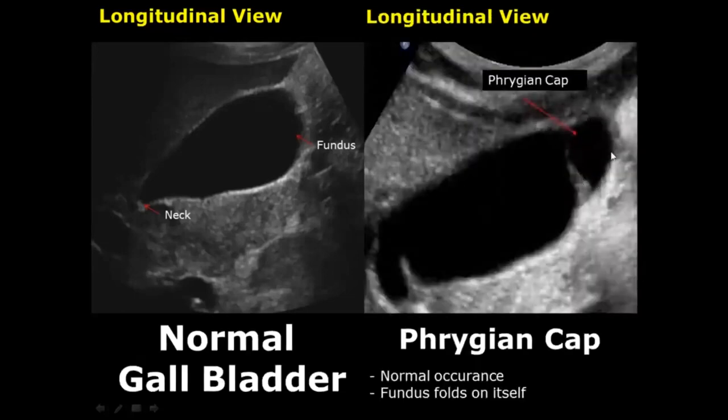The Phrygian cap is a normal occurrence in the gallbladder in which the fundus will fold on itself. It is not a disease, but just an occurrence.